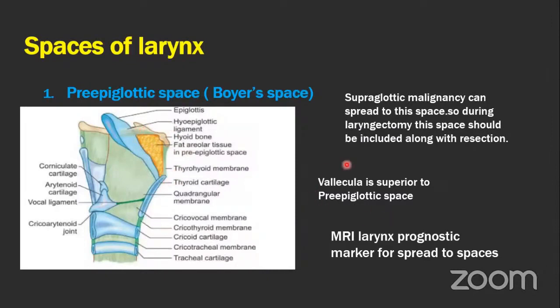And another question asked is about the vallecula. The vallecula is on both sides of the tongue. So the vallecula is superior to the pre-epiglottic space.